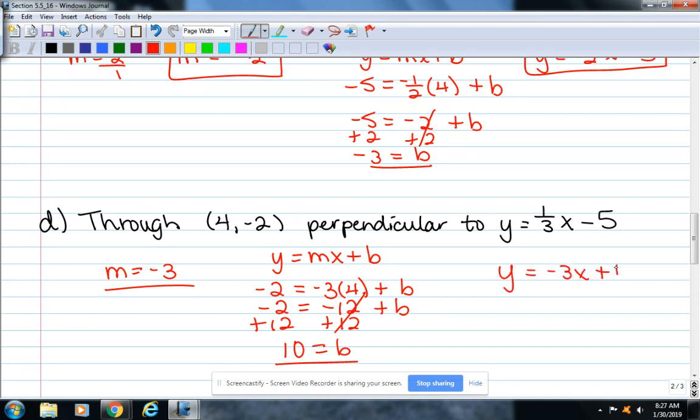All right. And then I'm going to double check, making sure I have opposite reciprocals because they ask for perpendicular.